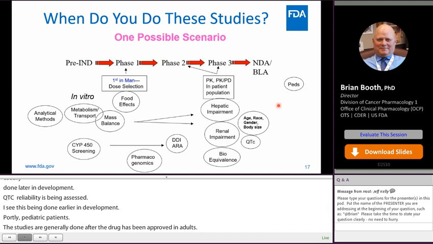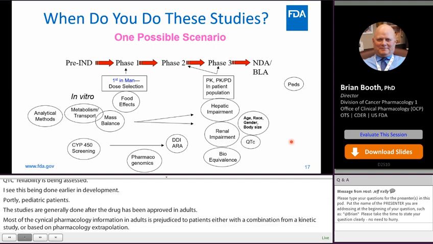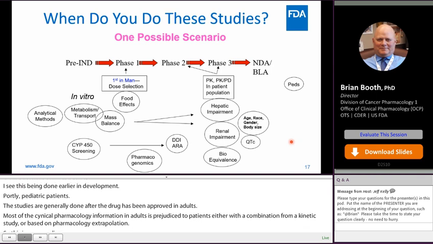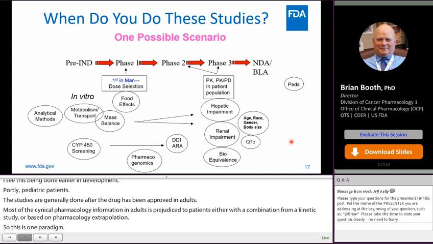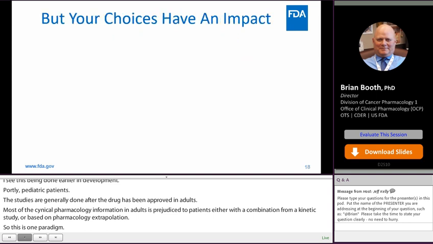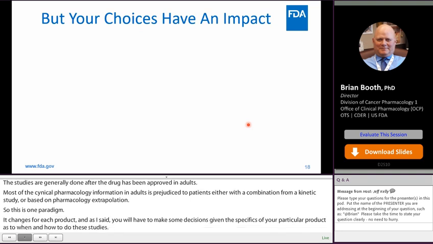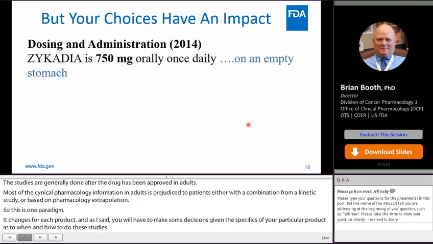Okay. So this is one paradigm. It changes for each product. And as I said, you're going to have to make some decisions given the specifics of your particular product as to when and how to do these studies. I want to point out that your choices do have an impact on how well the development goes. And let me give you the example of Zycadia, which is approved for non-small cell lung cancer.